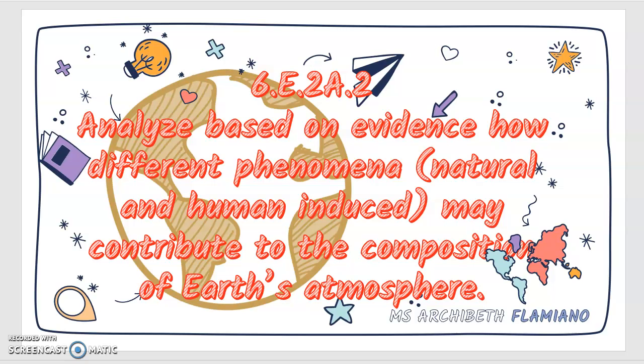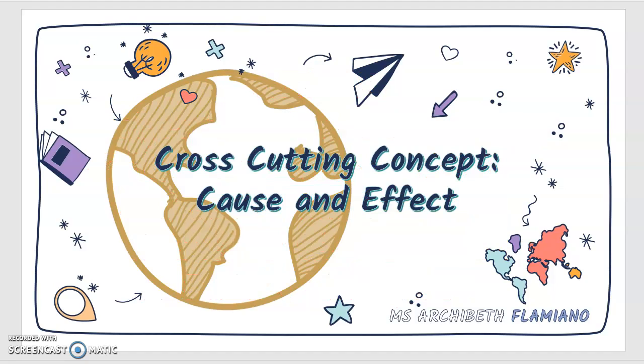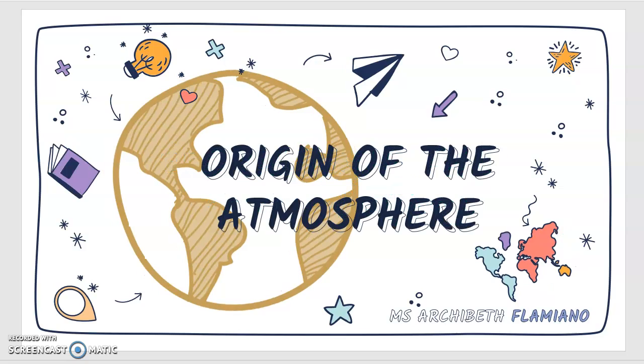Our standard for today, 6E28.2: analyze, based on evidence, how different phenomena, natural and human-induced, may contribute to the composition of Earth's atmosphere. Our cross-cutting concept is cause and effect. This is our focus of study for today. Our standard is divided into 3 topics, and the first topic that we'll be learning today is about the origin of the atmosphere.